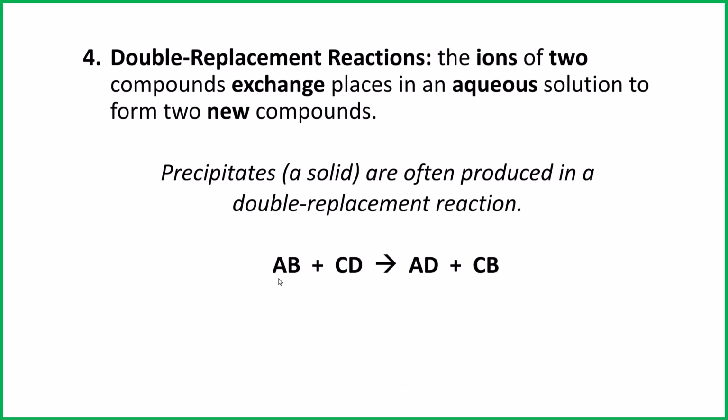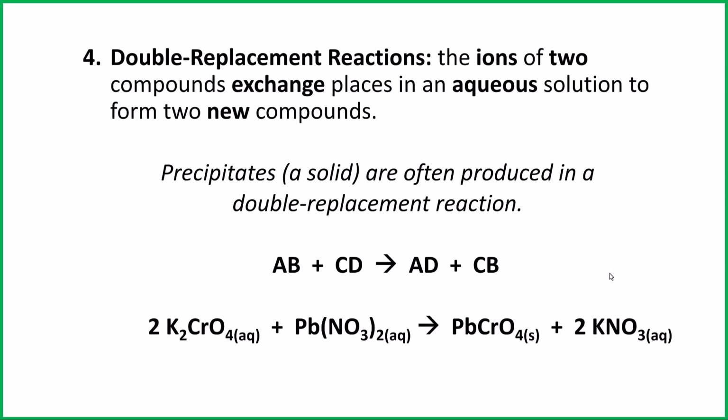So in our example here, if we start with one compound, that's AB, plus another CD, we're going to have two elements being replaced here, giving us AD, because this would be our nonmetal ion, so it would replace another nonmetal in the B. So we end up with AD plus CB. This is our metal, this is our nonmetal. So metals are replacing metals, or nonmetals are replacing nonmetals. And here's an example.